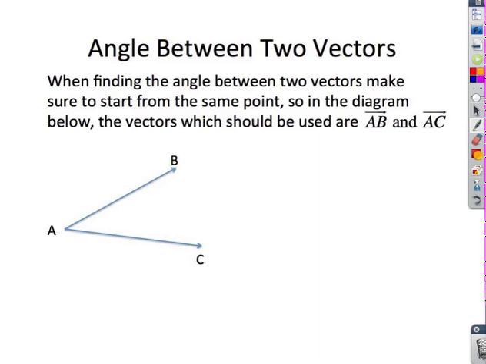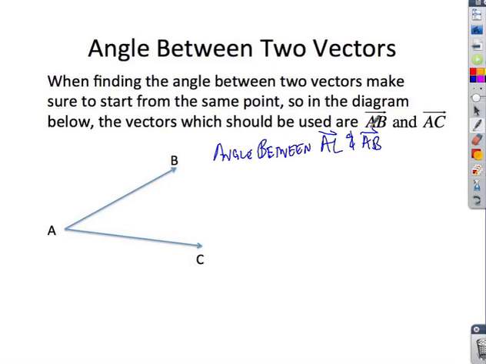What's really important here is that if you want to find angle A, or angle BAC, both vectors must originate from the same point. So what I would want is to do the angle calculation using vector AB and vector AC. Okay, so just write that in here. We would want the angle between AC and AB.